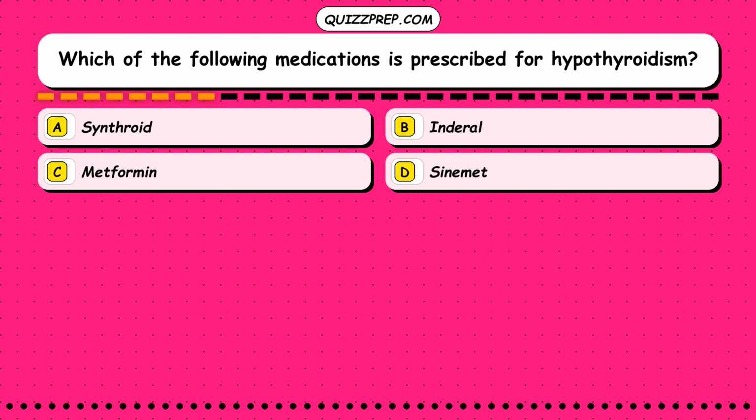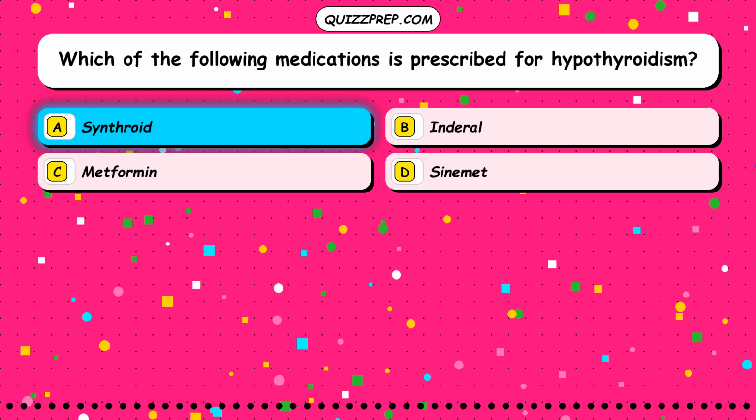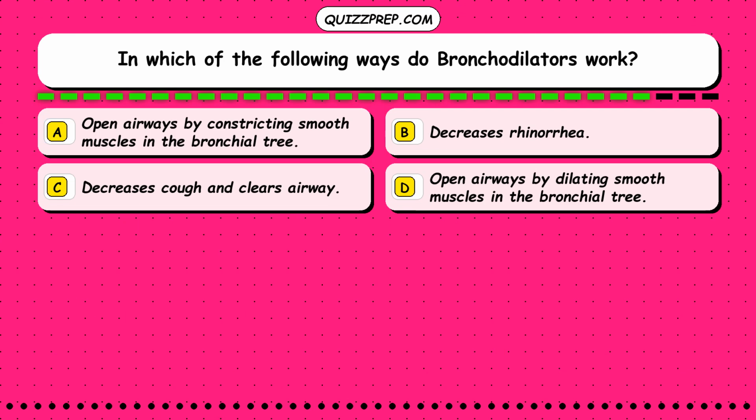Option B. Hindrel. Option C. Metformin. Option D. Cymit. The correct answer is option A. Synthroid. Question 241. In which of the following ways do bronchodilators work?